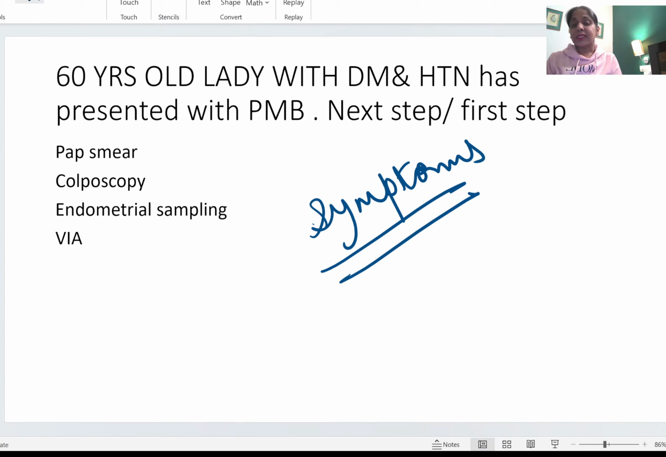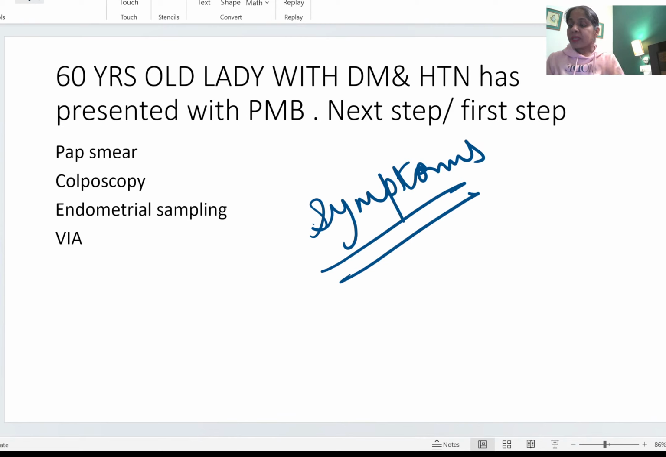Okay, the answer should be pap smear or colposcopy. Please don't write VIA. We will not do VIA in any case, because postmenopausal bleeding is a symptom. When a symptom is there, then we will do the confirmative test.